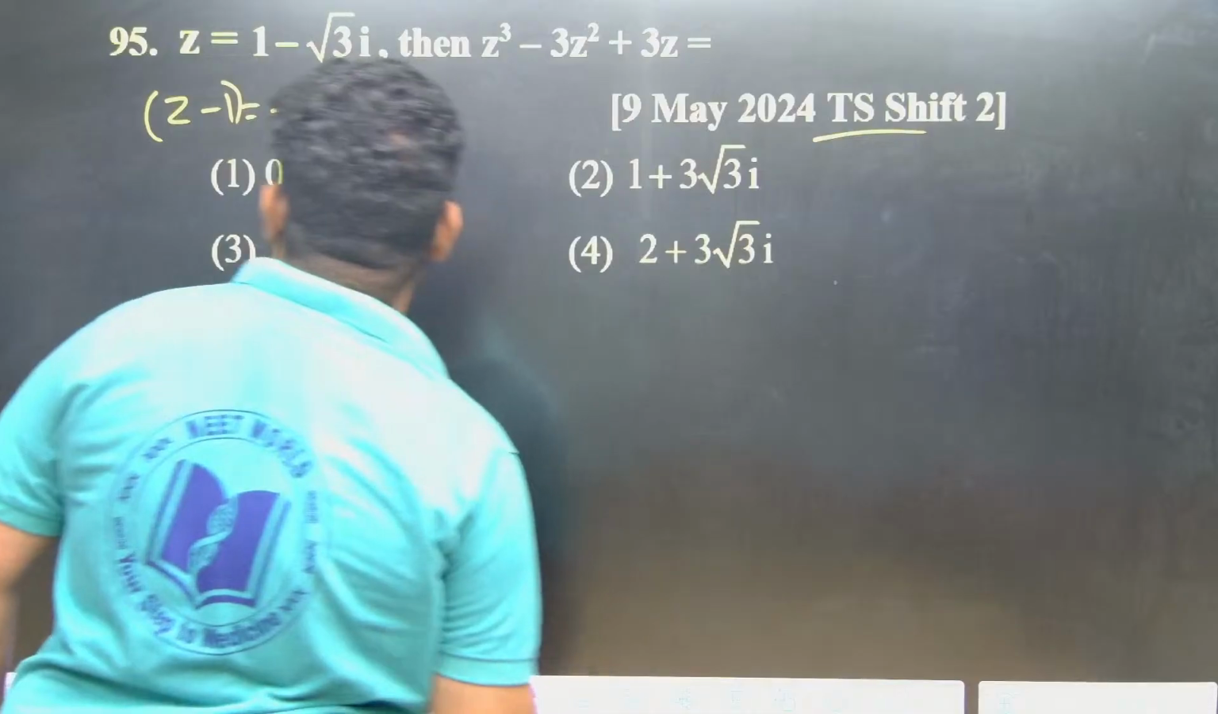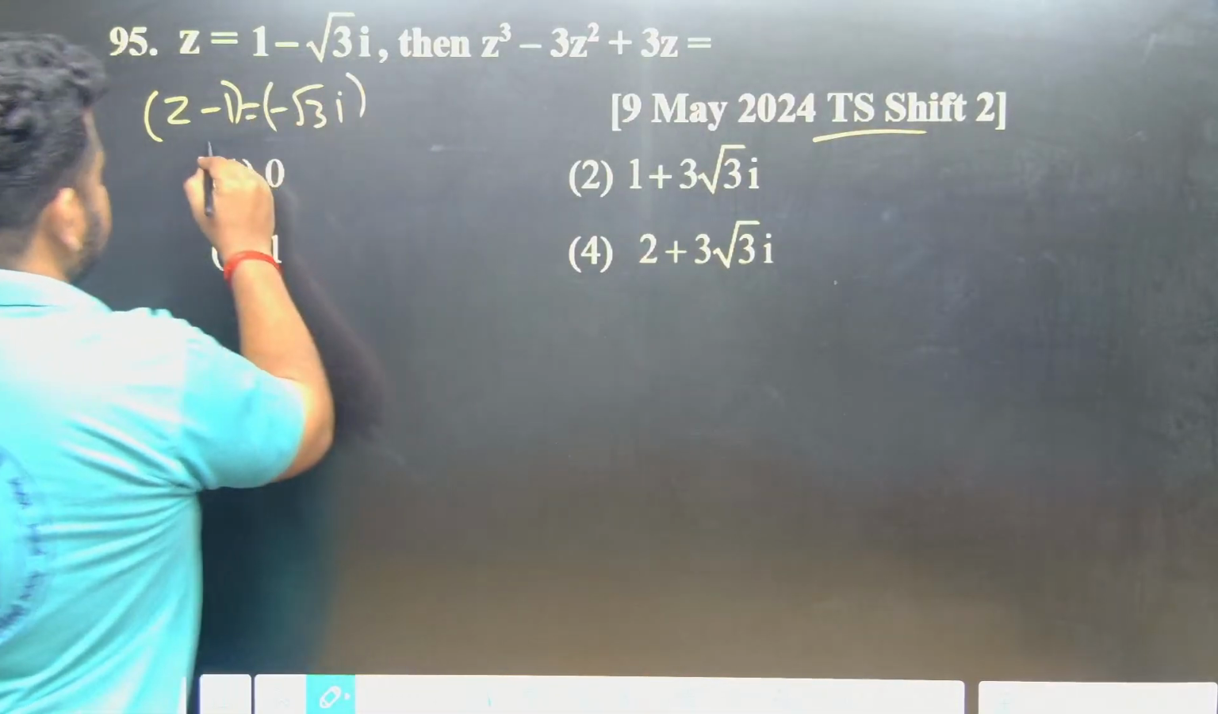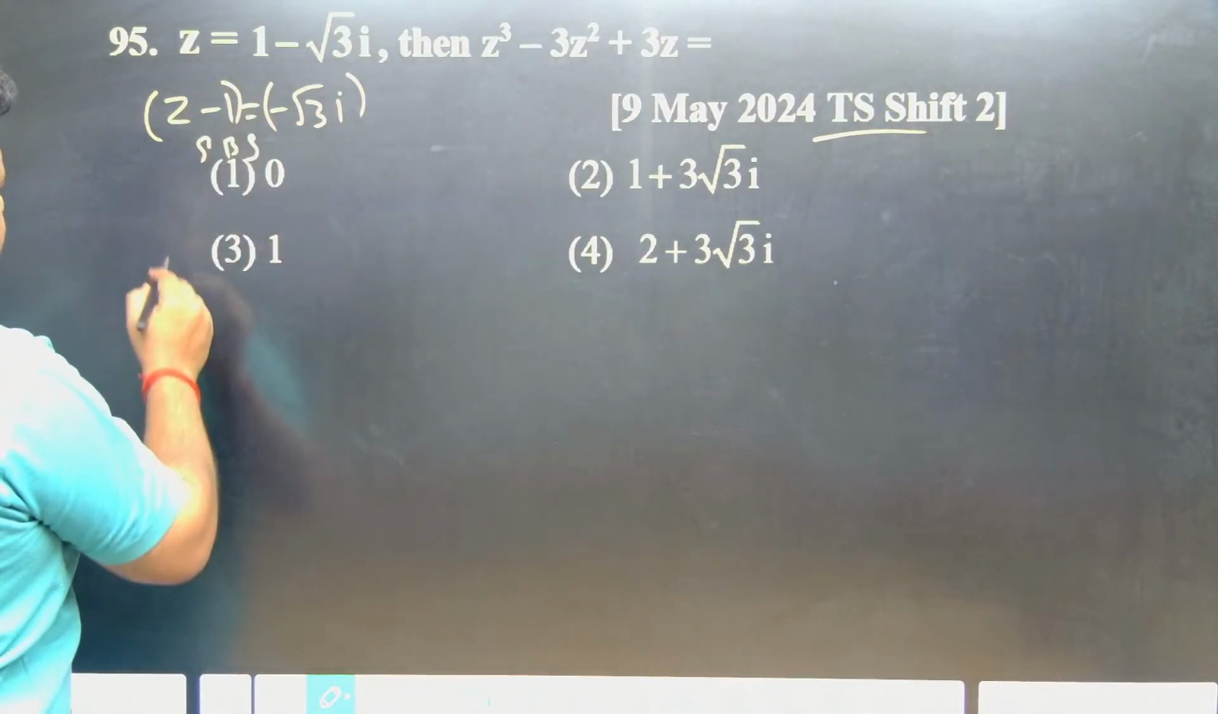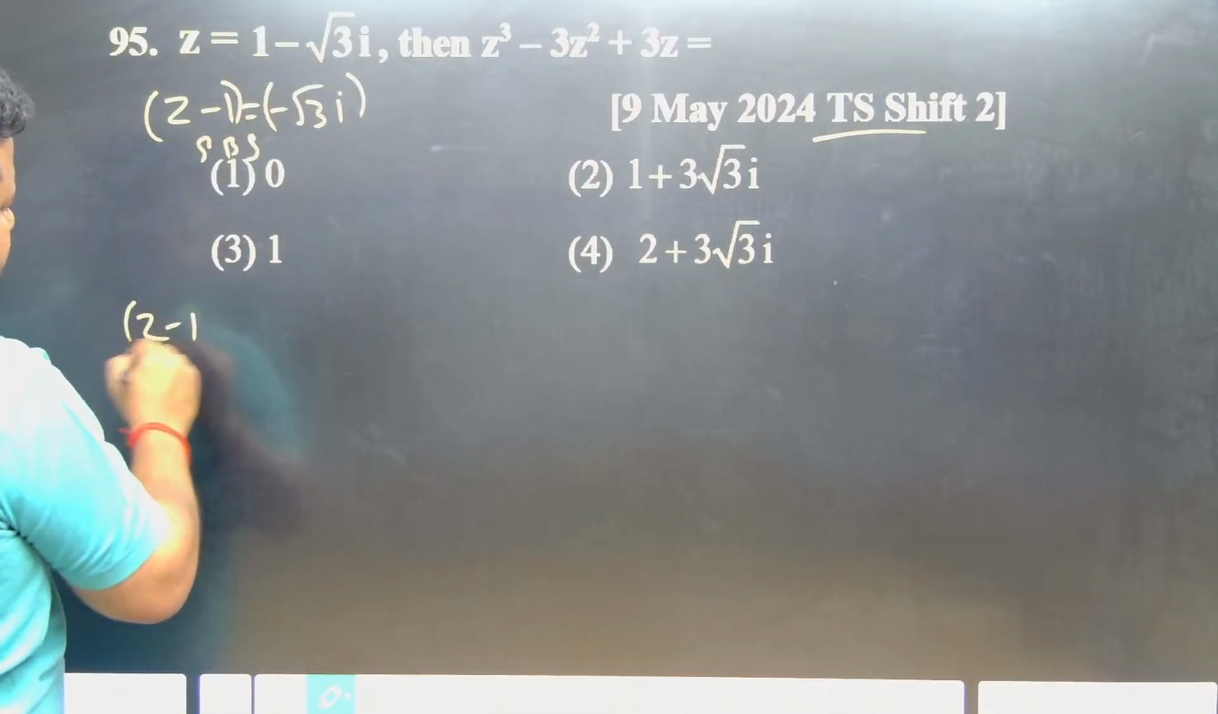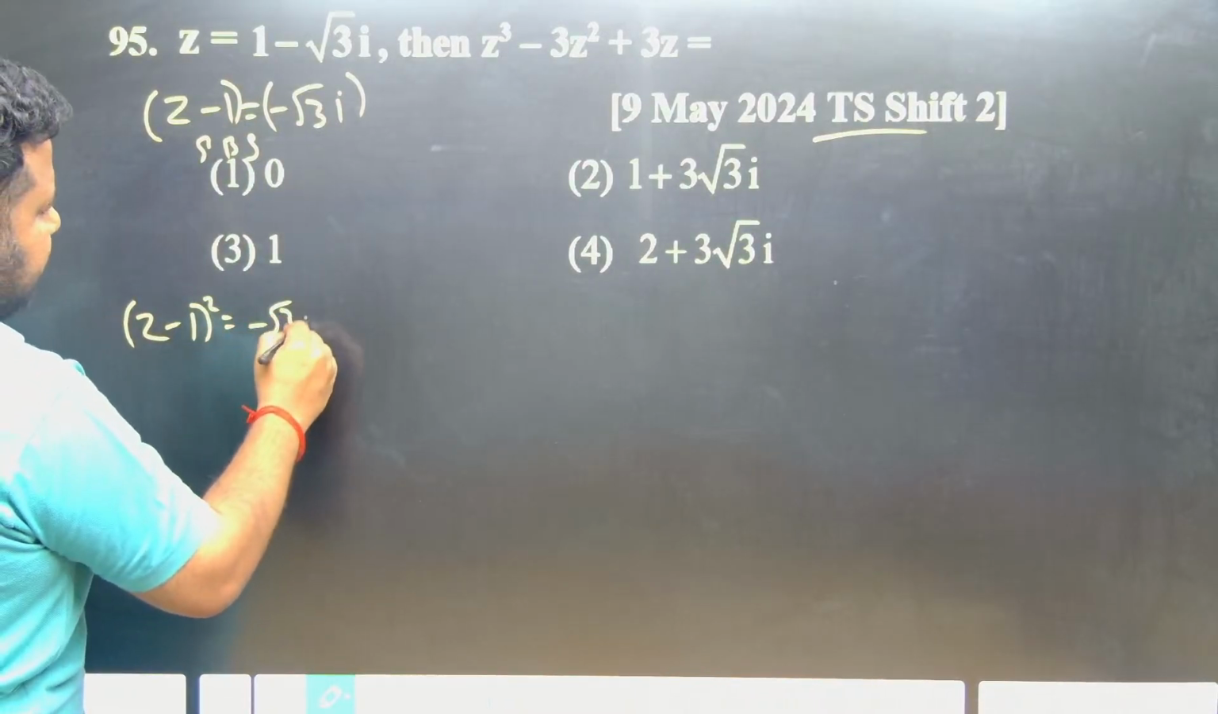What I will do is square it on both sides. Squaring both sides, what will I get? (z minus i) whole square will be equal to (minus root 3 i) whole square.